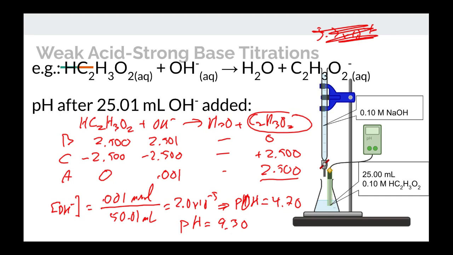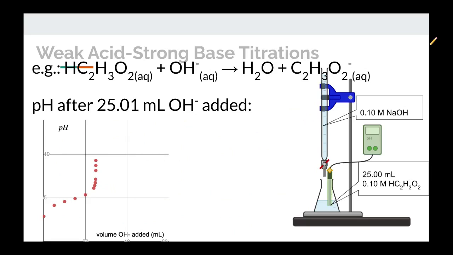Make a BCA chart, figure out how many moles of OH minus are present, use that and the volume to find the concentration of OH minus, and then get the pOH, and then get the pH. We can just continue to do that for the rest of this titration. So I'm not going to do the calculations, I'm just going to show you the results.